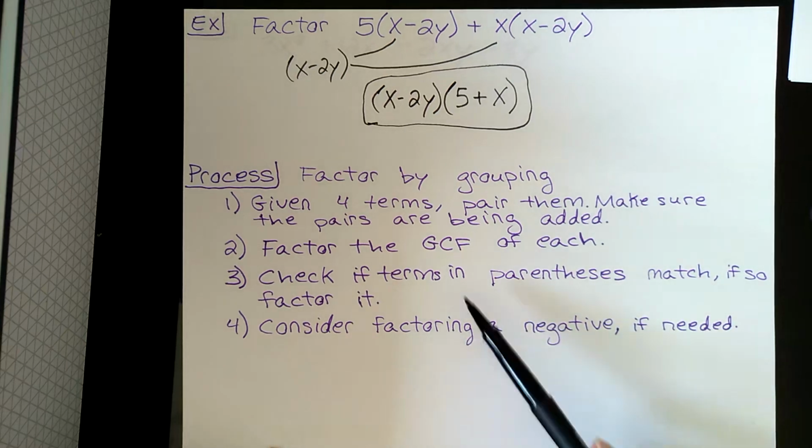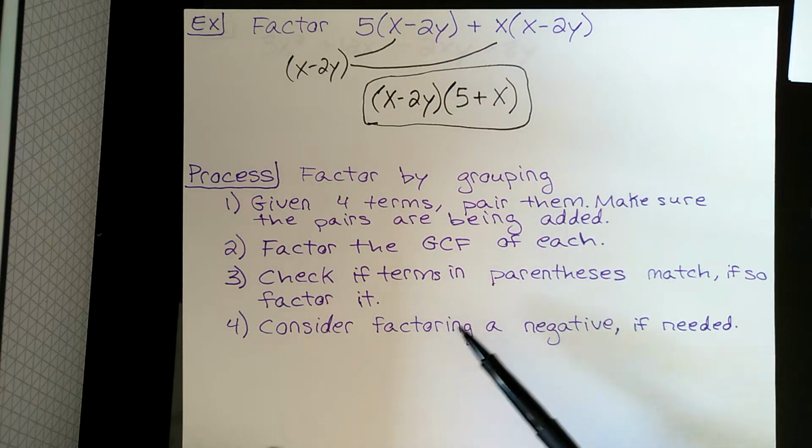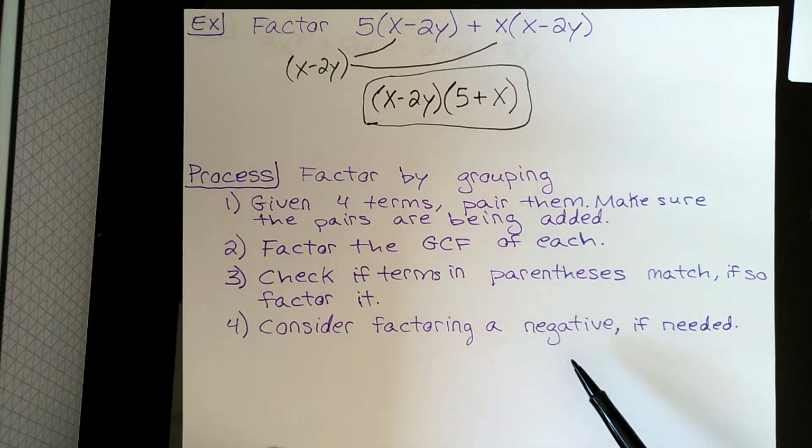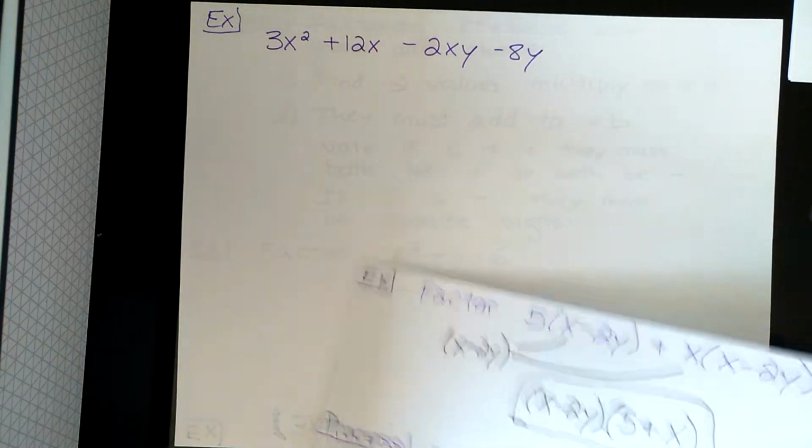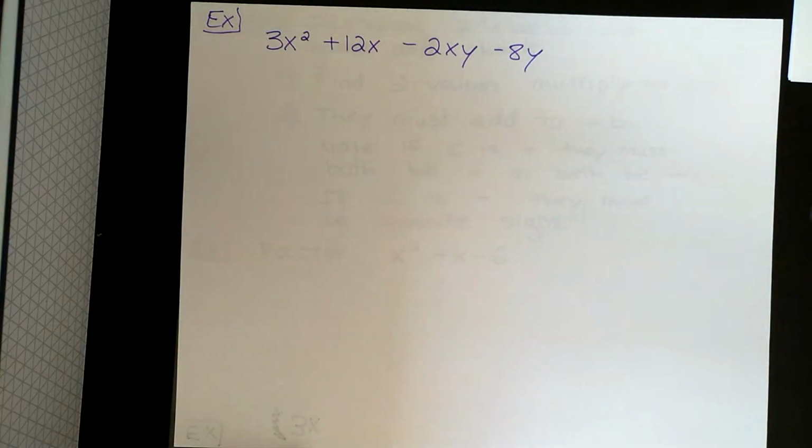Generally, when you get to this step, if they don't match, it's because they're opposite signs, which means you can just divide by a negative or factor a negative out, and that'll get you exactly what you need. All right, so let's go ahead and try that with the following example.